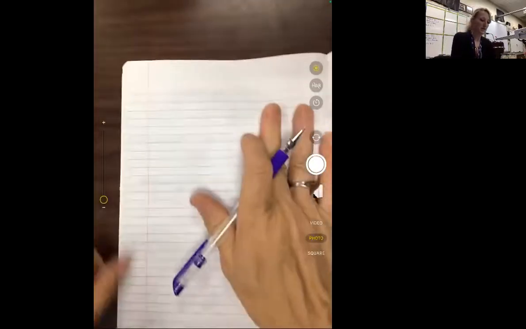So now let's talk about, why do we learn this? We learn this because this is what leads us directly into how to write polynomials in standard form.